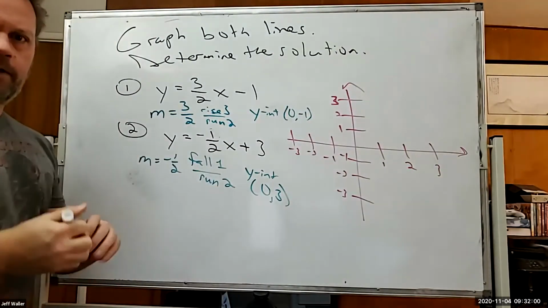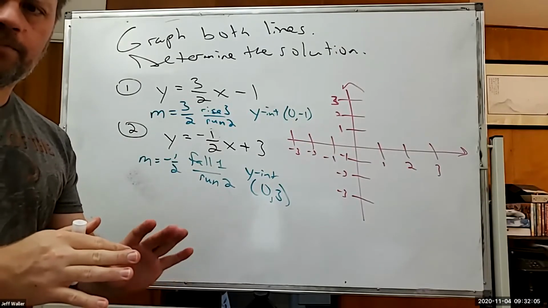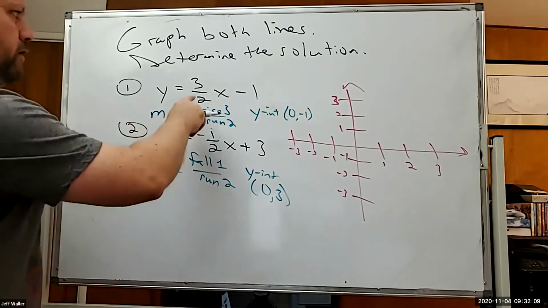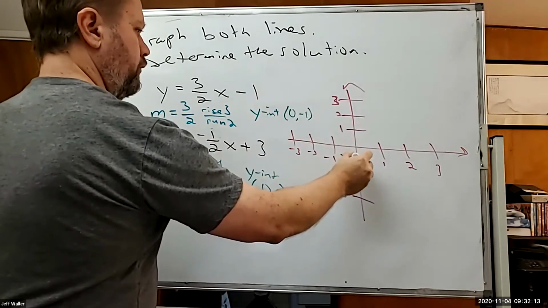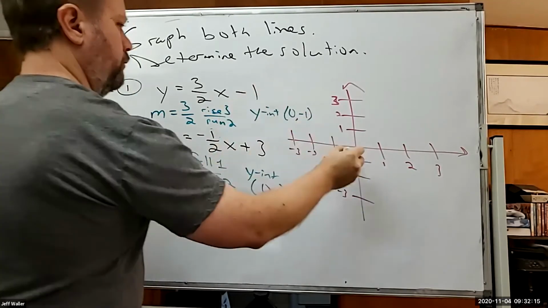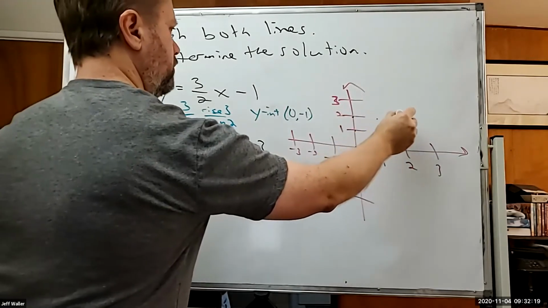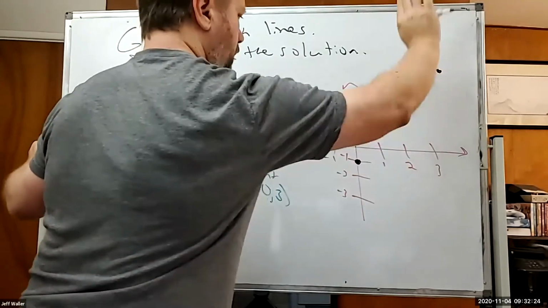All right, guys, let me catch up to you. Is everybody good with what I got up here? Yes. All right, so just identify the slope and the y-intercept. So this one starts at (0, -1). And it will rise 3, 1, 2, 3, and run 2, 1, 2. Rise 3, and run 2.